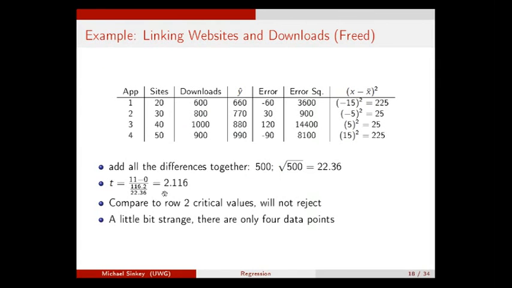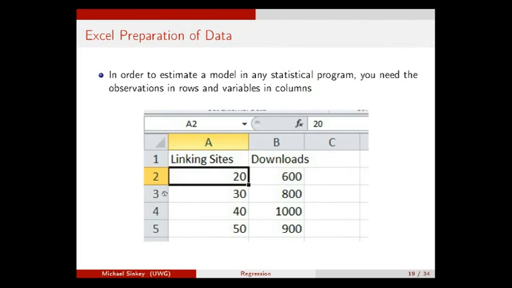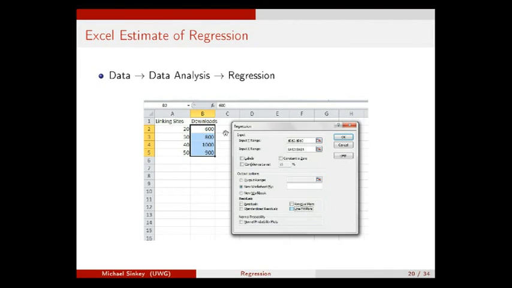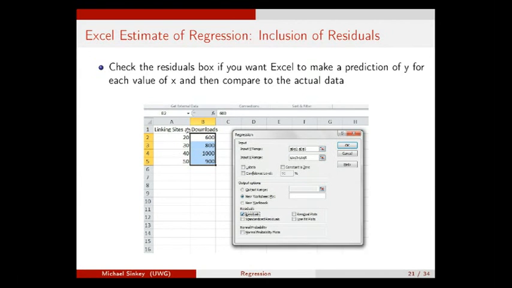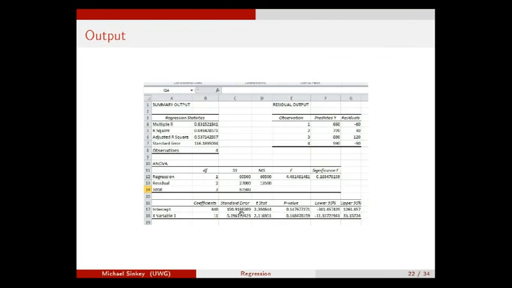As you might think, this is a huge process, and maybe the computer can do it for us a little better. In Excel, we want to have x in its own column, y in its own column. Data, data analysis, regression. Note that y is the downloads, that's in cells B2 to B5. X is the linking sites, A2 to A5. If I want the residuals, I click the residuals box. If I want Excel to make a prediction for each value of x.